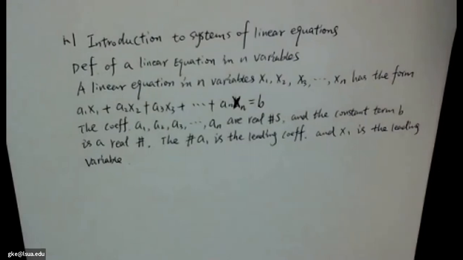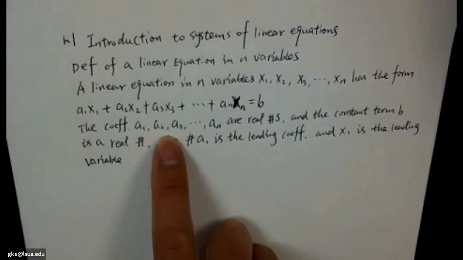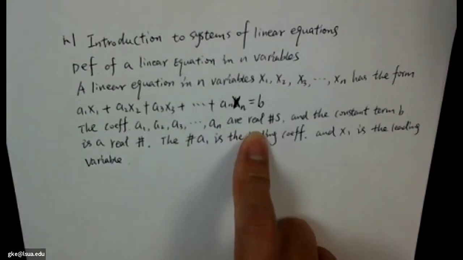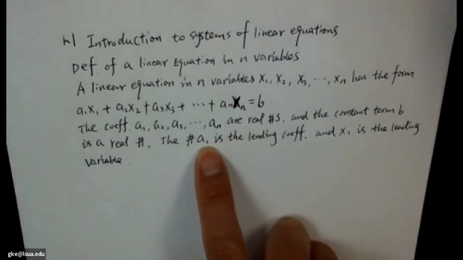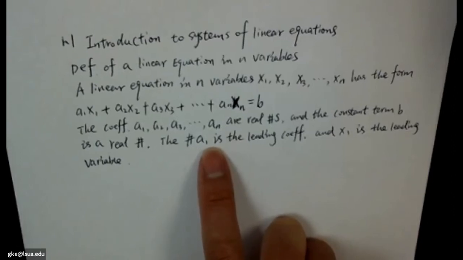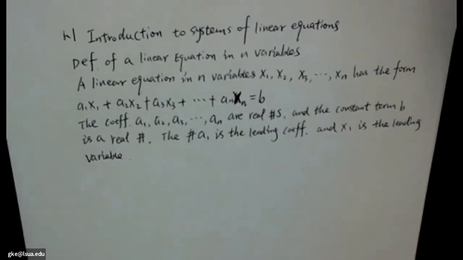Okay, be careful. All the coefficients a1, a2, a3 until an are real numbers. That means they can be any numbers like 0, 1, 2, 3, 1.2, whatever. But for a1, since that is the leading coefficient, it shouldn't be 0. If there's a 0, this term is going to disappear, right? So a1 shouldn't be 0. That's the point. Now let's take a look at some typical examples.